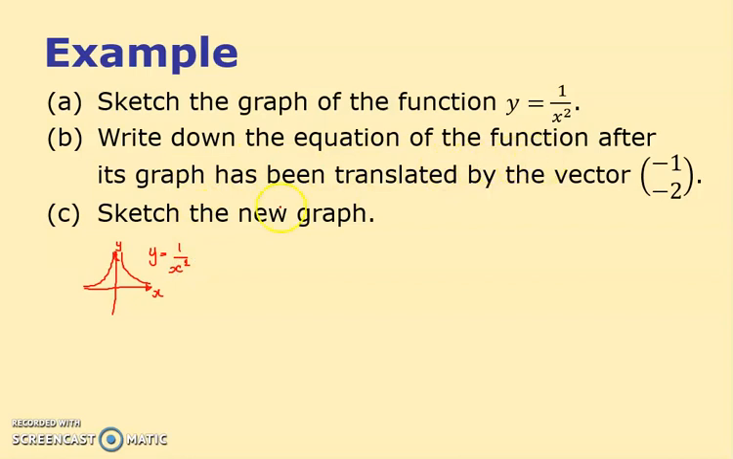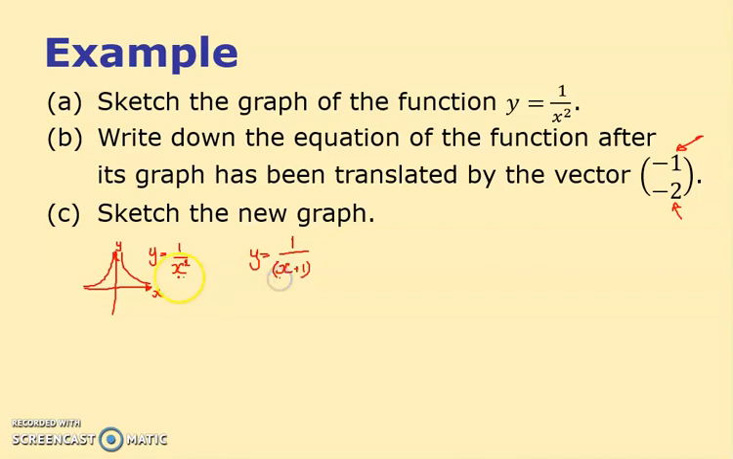Write down the equation of the function after the graph has been translated by the vector (-1, -2). Alright. So what's it going to do? What it's going to do is, as I say, it goes one left here, and it goes two down. Now that's in two parts. So the equation is going to, well, I've got to replace that x by, because it goes one left, I've got to replace it by, here's the weird thing, x plus 1.